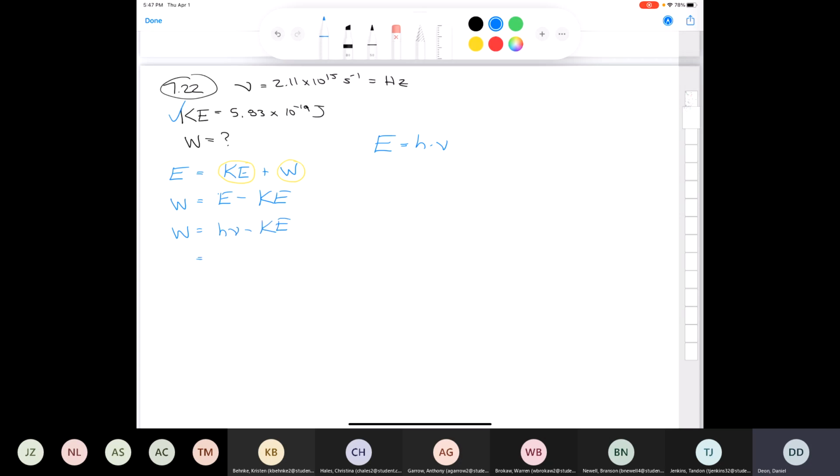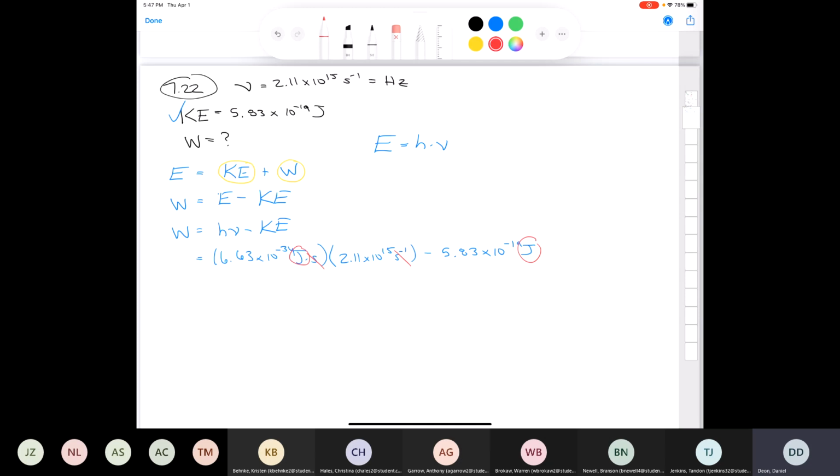Let's give it a try and see if we get some kind of answer that makes sense. So our h nu, our energy, is going to be Planck's constant, 6.63 times 10 to the negative 34 joules times seconds, multiplied by the frequency, 2.11 times 10 to the power of 15 seconds to the minus 1. Subtract the kinetic energy, which was 5.83 times 10 to the negative 19 joules. Well, this looks pretty good to me because here I have joules, and when my seconds cancel out, I end up with joules here.